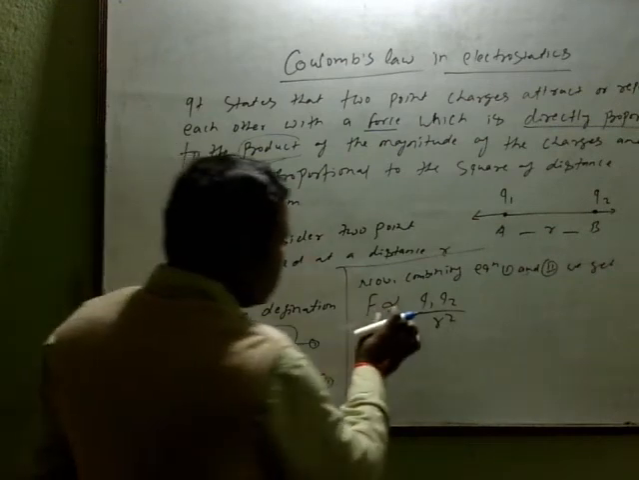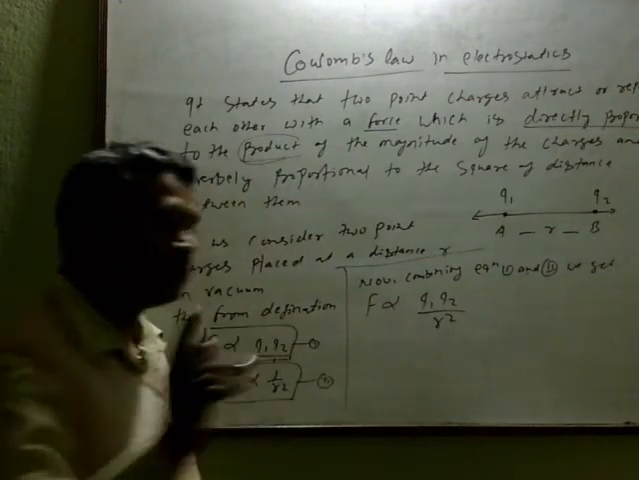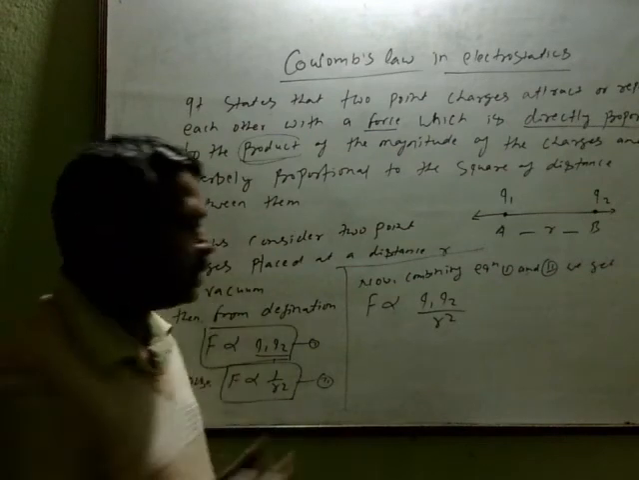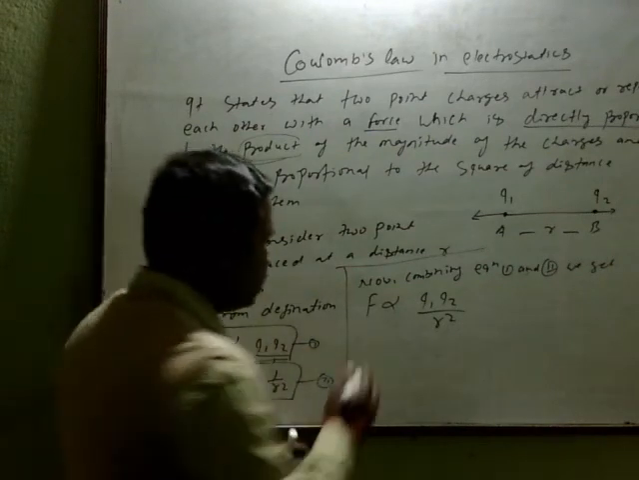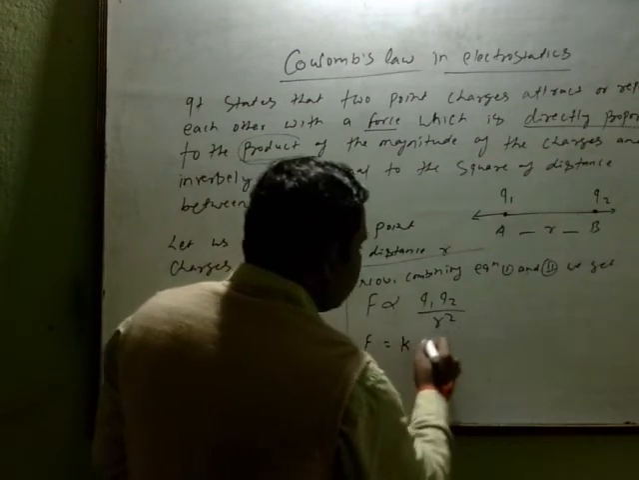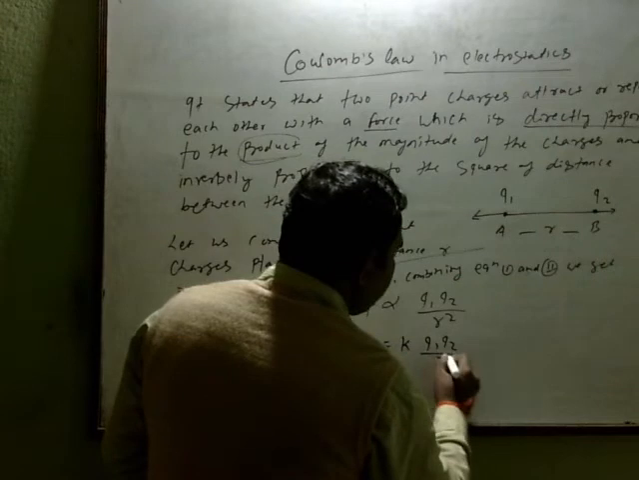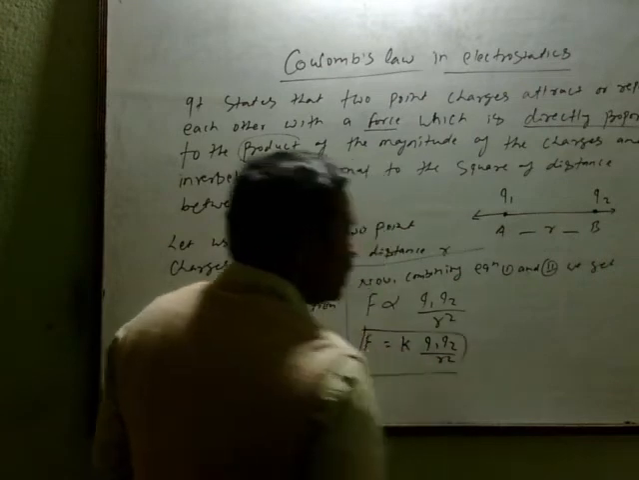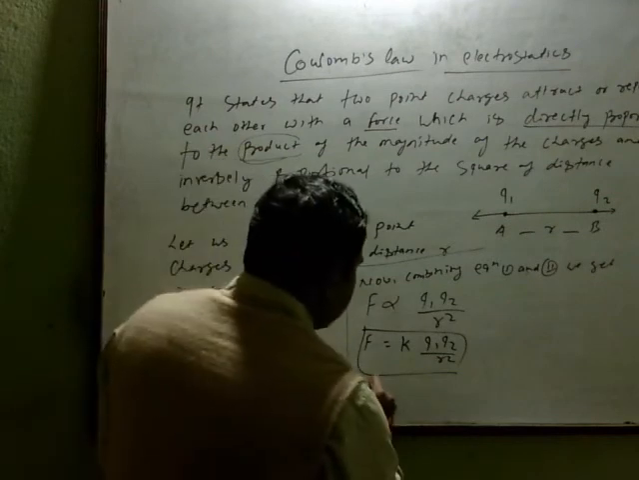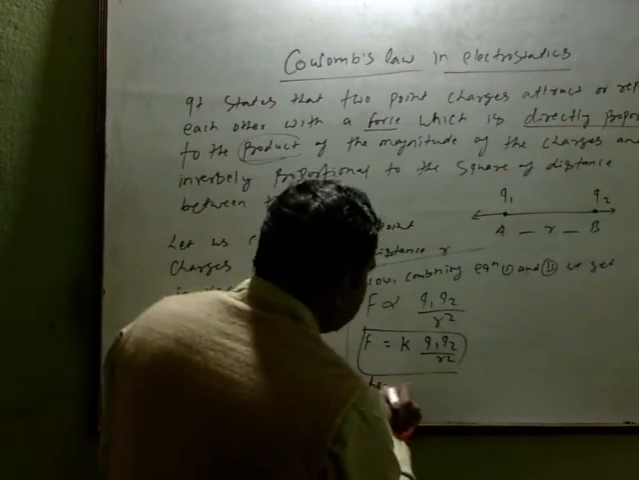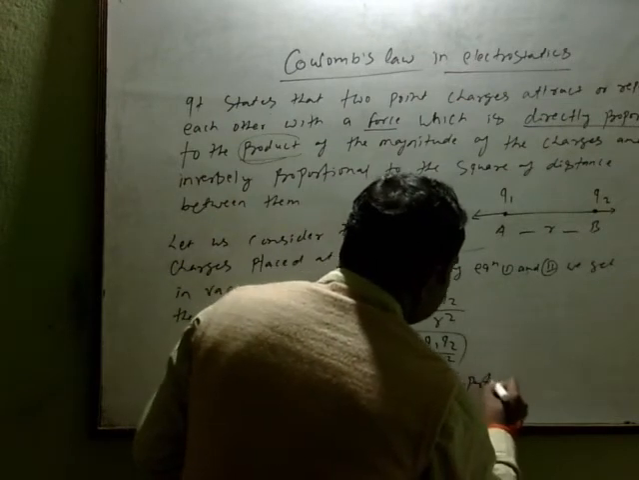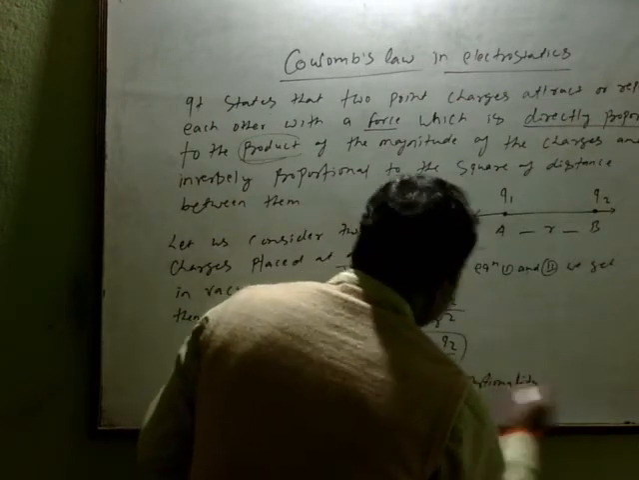Suppose here is a proportionality, and you know that whenever we remove the proportionality, we have to write a constant because it depends on the medium. So you can write F equal to K Q1 Q2 by R square. What is K? K is the proportionality constant. Yes, you can write where K is proportionality constant.